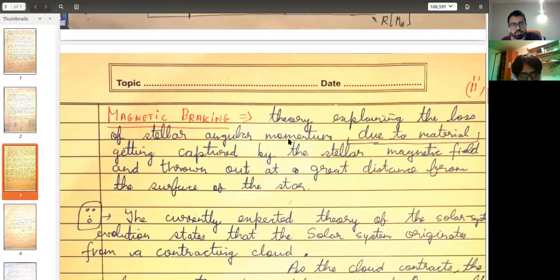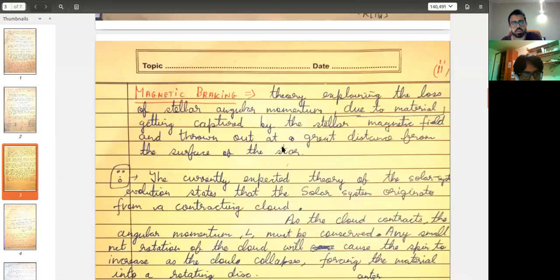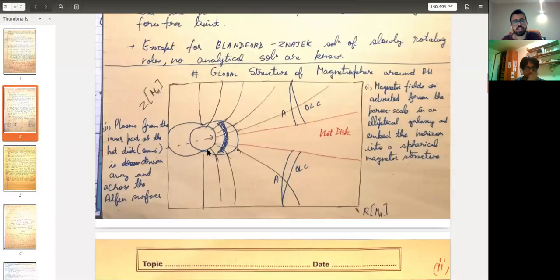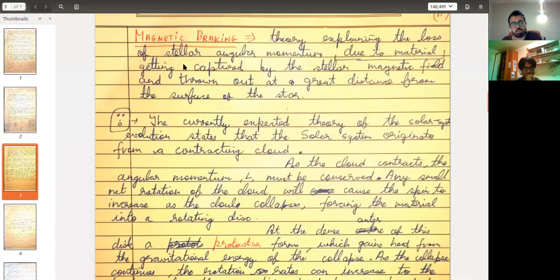One interesting thing I found over here was that in this process they obviously need to solve what the magnetic field profile around a black hole is. But an interesting side note which I came across was this thing called magnetic braking. I did not know about it, so I wrote it down because it was pretty interesting. So what is magnetic braking? It is a theory explaining the loss of stellar angular momentum due to material getting captured by the stellar magnetic field and thrown out at great distances from the surface of the star.